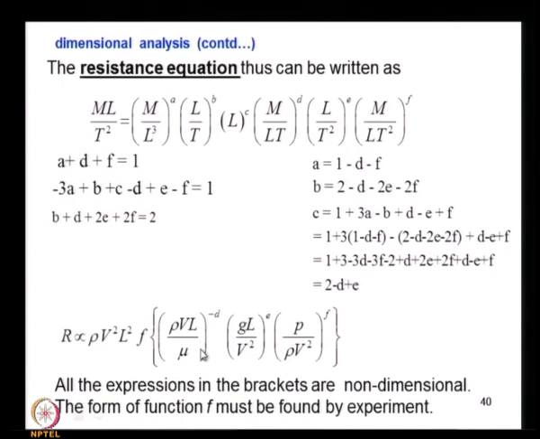I think we discussed this before, and what it means is that resistance depends on Reynolds number, Froude number and Euler's number. So, all the exponents of the bracket are non-dimensional. If you see, these are non-dimensional quantities, and the function f is all this. If you find this from experiment, you can evaluate the resistance.